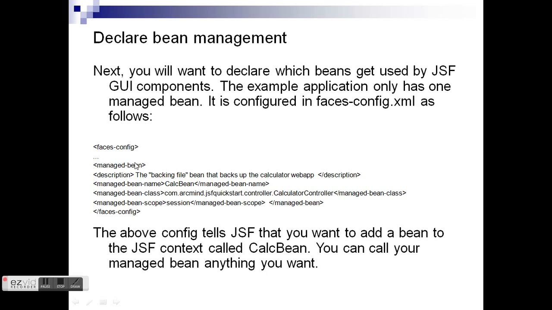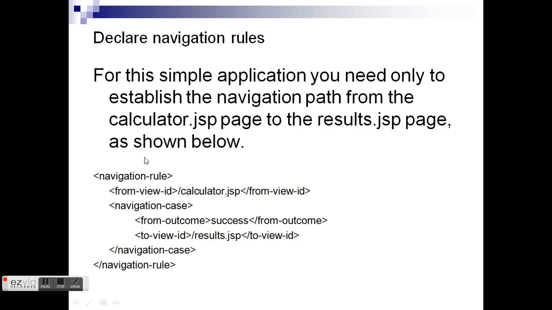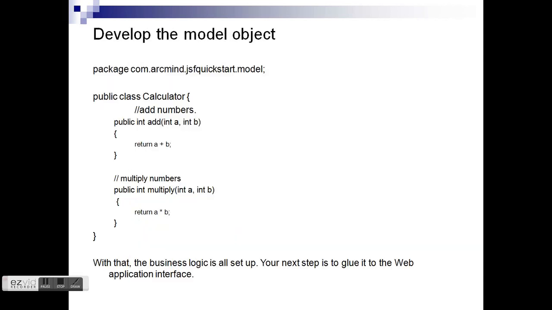So these are different faces-config.xml file. This is a faces-config.xml file where we are mapping our bean. Navigation rule means whenever submission is complete, we have to call the result page. So this is the navigation to the result page. We have set up a navigation rule where we go from calculator.jsp and navigate to result.jsp as our success.